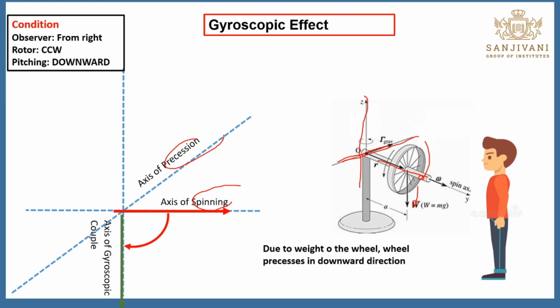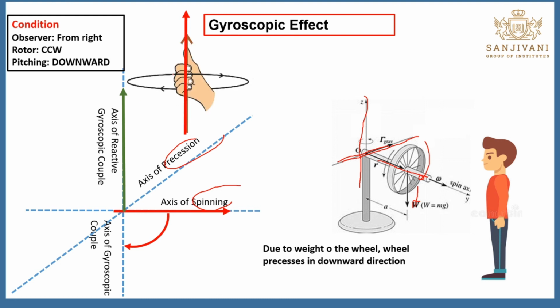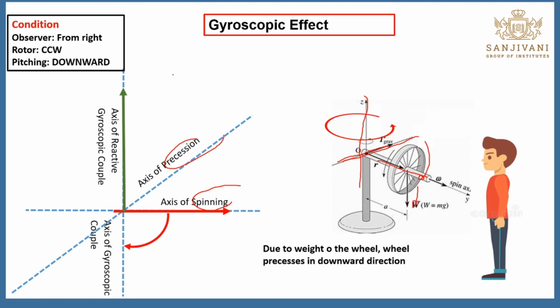Now this is the axis of active gyroscopic couple. We are interested in the axis of reactive gyroscopic couple, that vector which is in the upward direction. If you orient your right hand thumb in the upward direction, and consider the direction of rotation of the fingers, you will find the direction of rotation is anti-clockwise. That's why that body will rotate about the vertical axis.